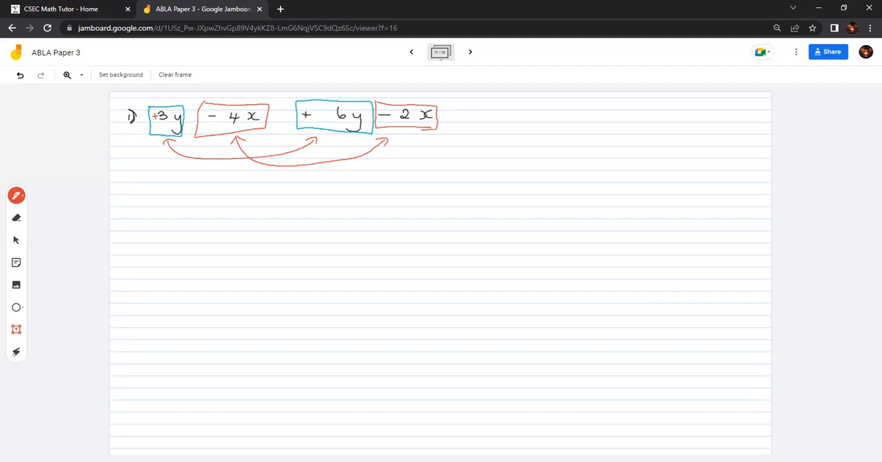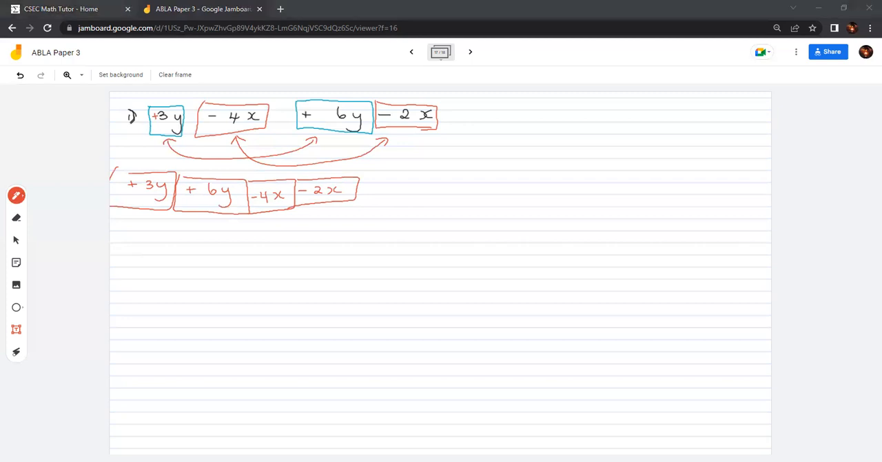So I'll have 3y plus, I put any y's together, plus 6y minus 4x minus 2x. Now, this part actually gives most students trouble. And the reason why is because your sign, it comes like this.